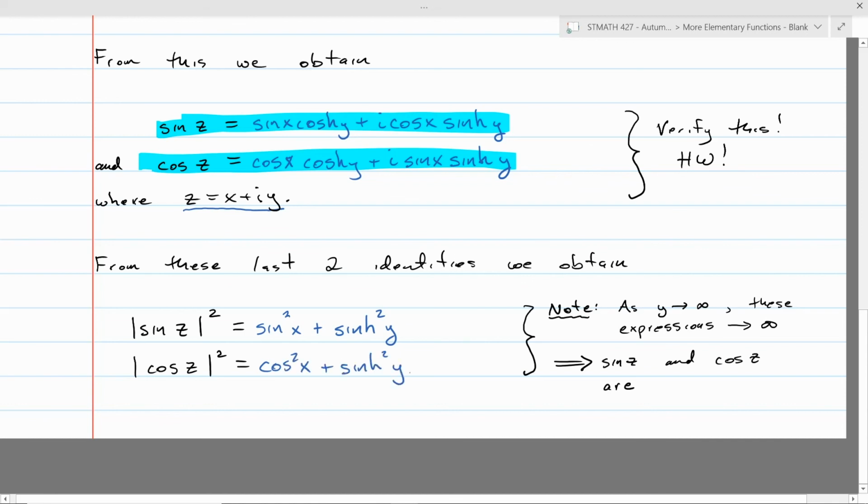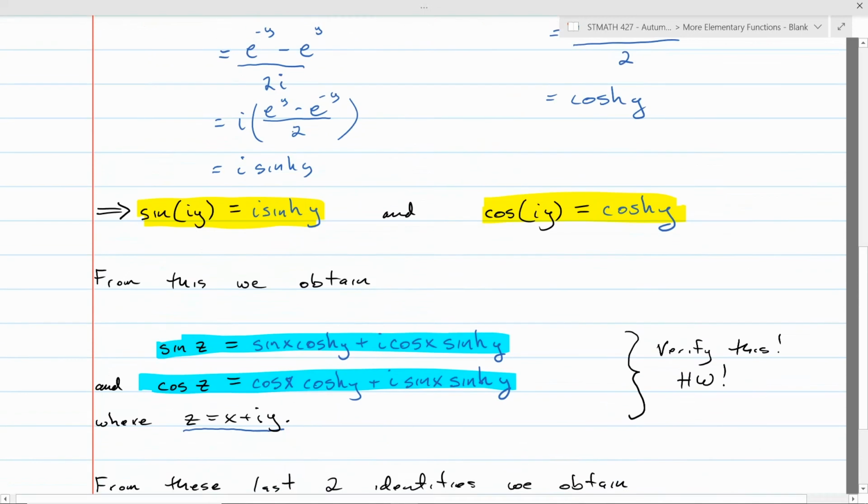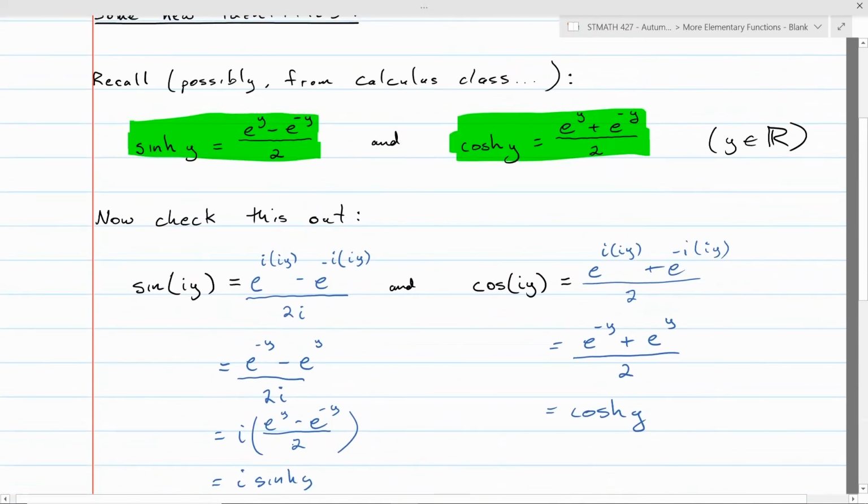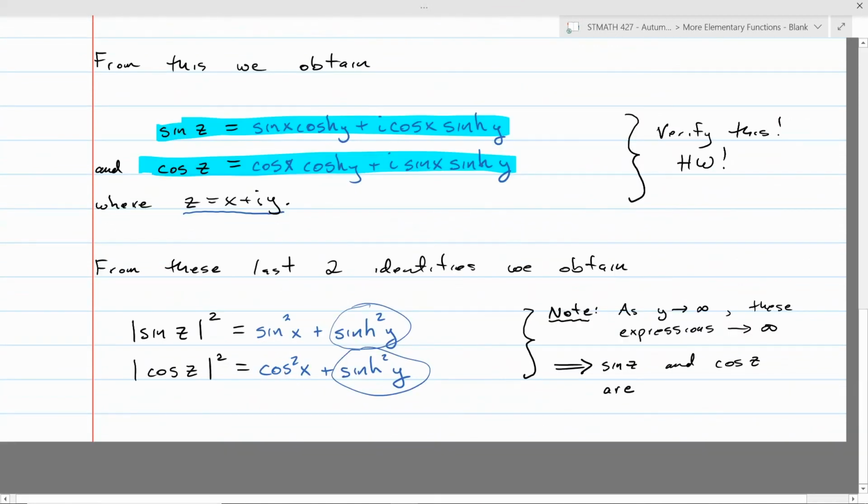So one thing that you can observe right away is that unlike the real valued version of sine and cosine, the complex valued sine and cosine functions are unbounded, because when you look at these terms, the sinh function, as y grows large, the sinh of y goes to infinity, because it's got that exponential term. I mean, if you look up here in green on the left, the e to the y term would go to infinity, the other term would go to 0. If you put a complex number into the sine or the cosine that has a large y component, then it's going to have a large modulus. So these are unbounded functions.